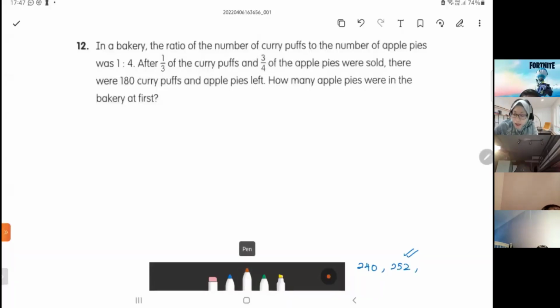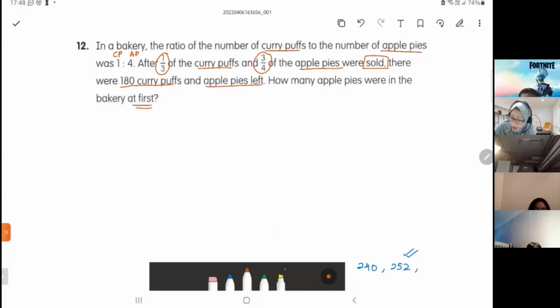In a bakery, the ratio of the number of curry puff to the number of apple pies was 1:4. This is my curry puff. This is my apple pie. Okay? Curry puff, apple pie. After 1/3 of the curry puff and 3/4 of the apple pies were sold, there were 180 curry puff and apple pies left. How many apple pies were in the bakery at first?